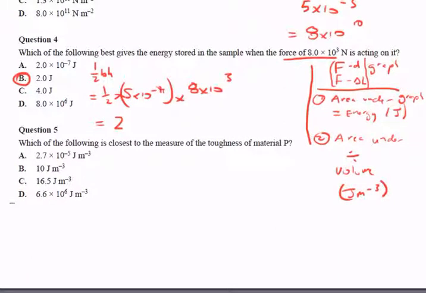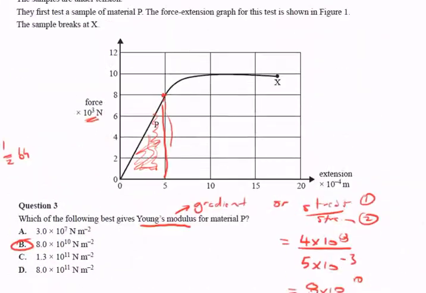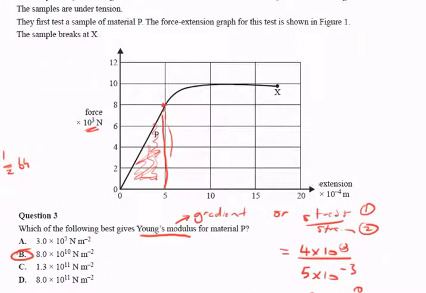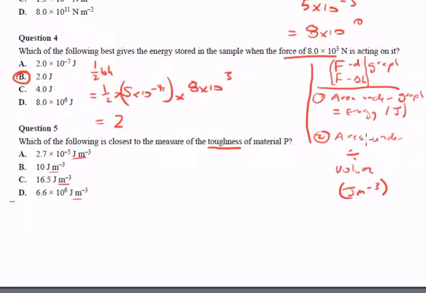Alright, last one. Which is the measure of the toughness? Now, toughness is the area under the graph of a stress strain graph up to breaking. Look at the units here, joules per meter cubed. Because this is a force extension graph, we've got to find the area under the graph and then divide it by the volume, because of these units. So toughness is area under the graph divided by the volume, up to breaking.